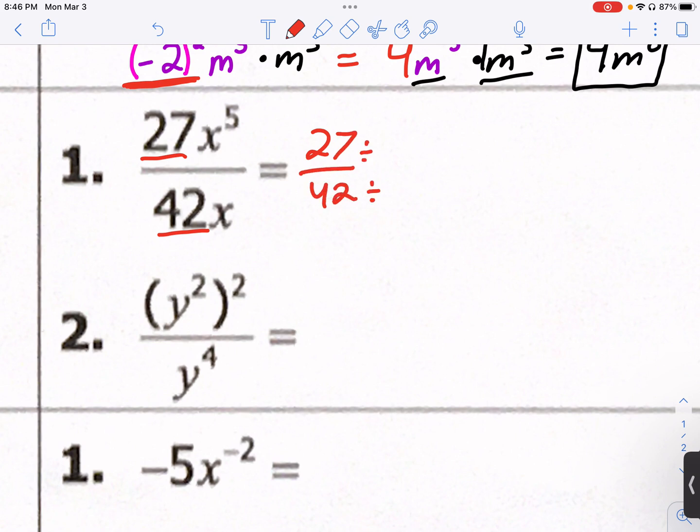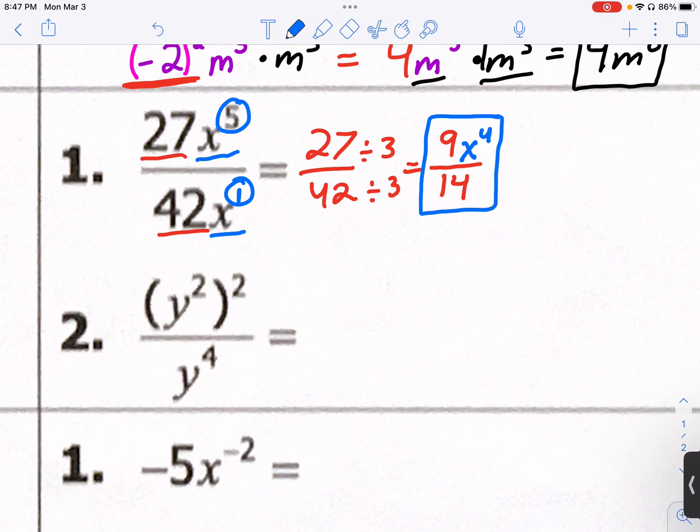Okay, in this case, let's see, 3. And I should be left with 9 over 14. Okay, we get 9/14, and then all we're going to do then is just subtract this. So x to the 5th over x to the 1st. I'm going to subtract 5 minus 1, and I'm going to get x to the 4th.